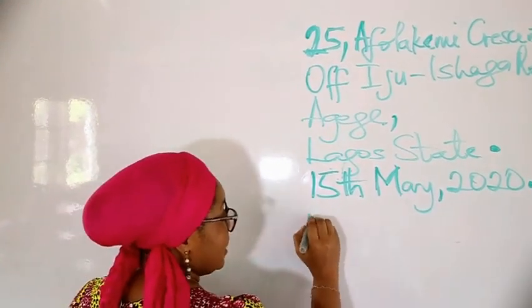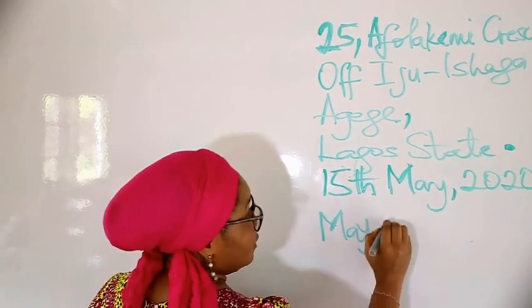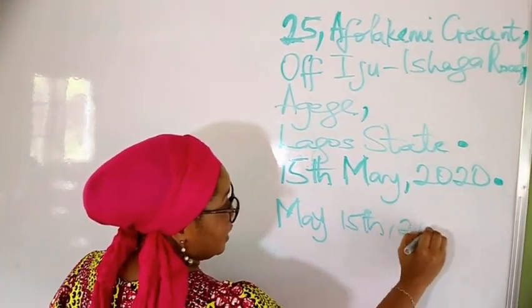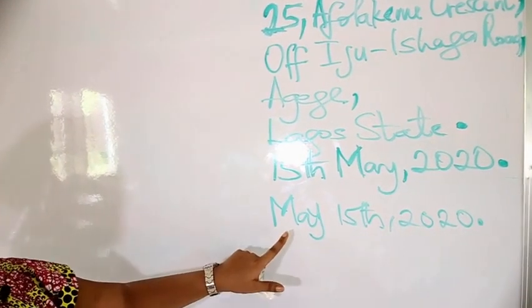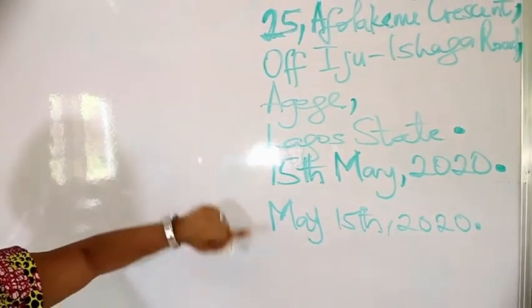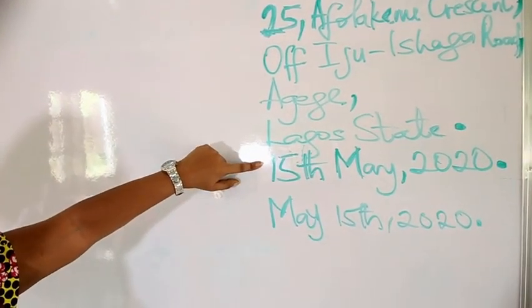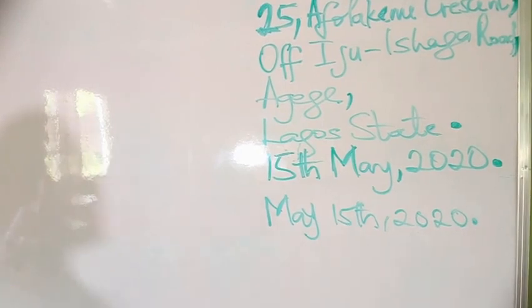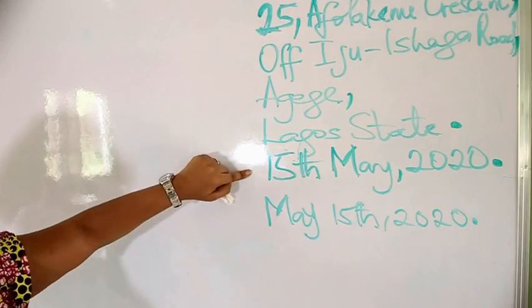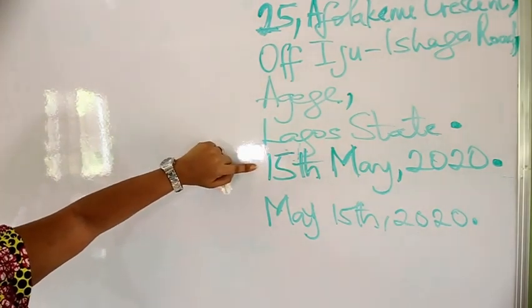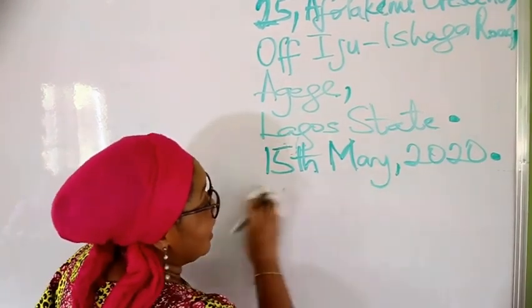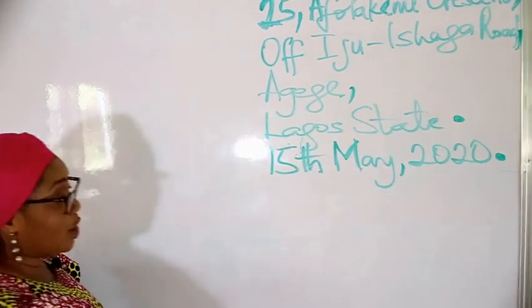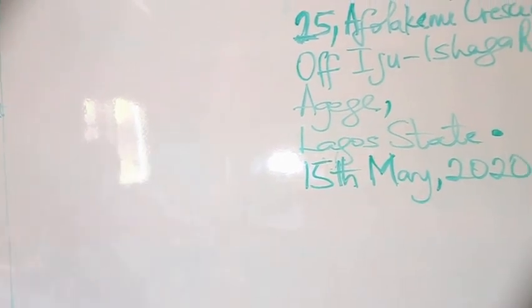It's wrong to write this way, May 15th, 2020. It's also wrong to write your date this way, because this is an American pattern of writing a date, while this is a British pattern of writing a date. And because here in Nigeria we run a British curriculum, this is the appropriate and accurate pattern of writing a date. We're not running an American curriculum here, so we adopt this very pattern. Now that will be it with the address.